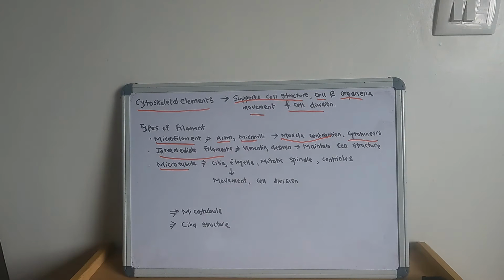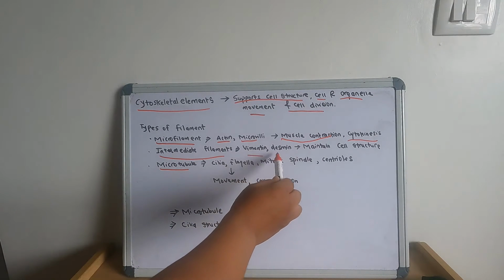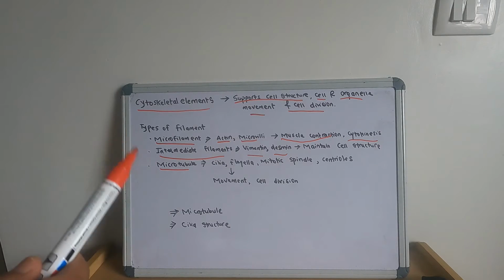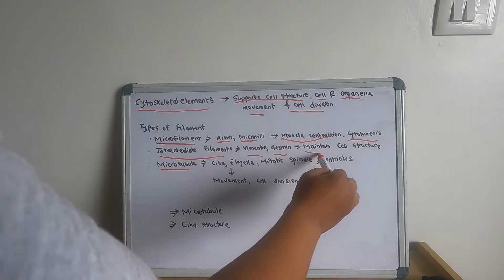The intermediate filaments include vimentin, desmin, and other examples of the intermediate filament include cytokeratin, lamins, glial fibrillary acidic protein, and neurofilaments. Their predominant function is to maintain the cell structure.